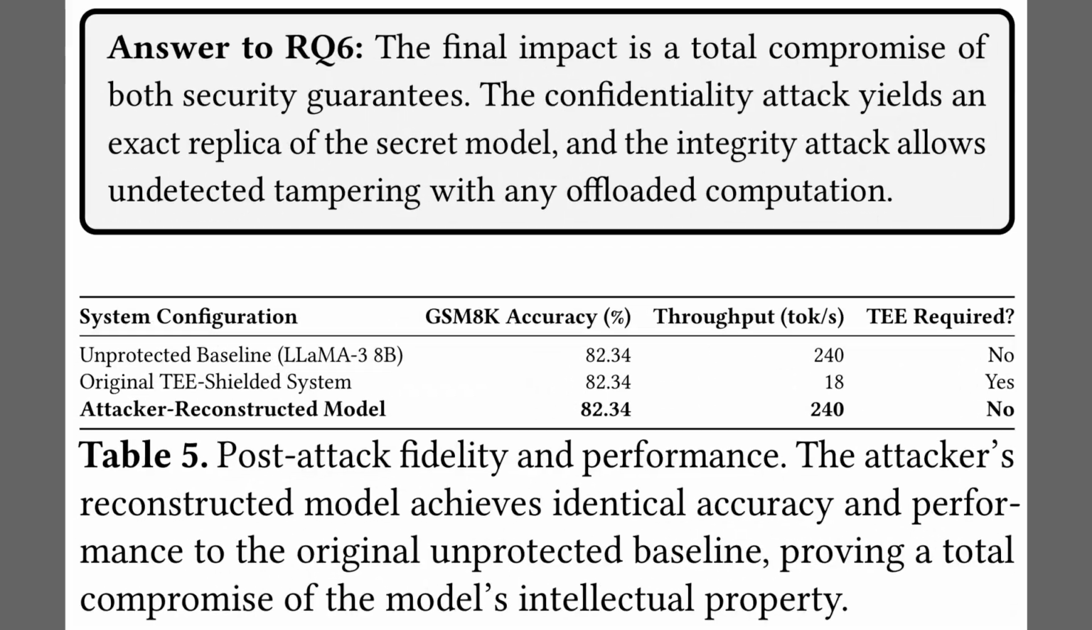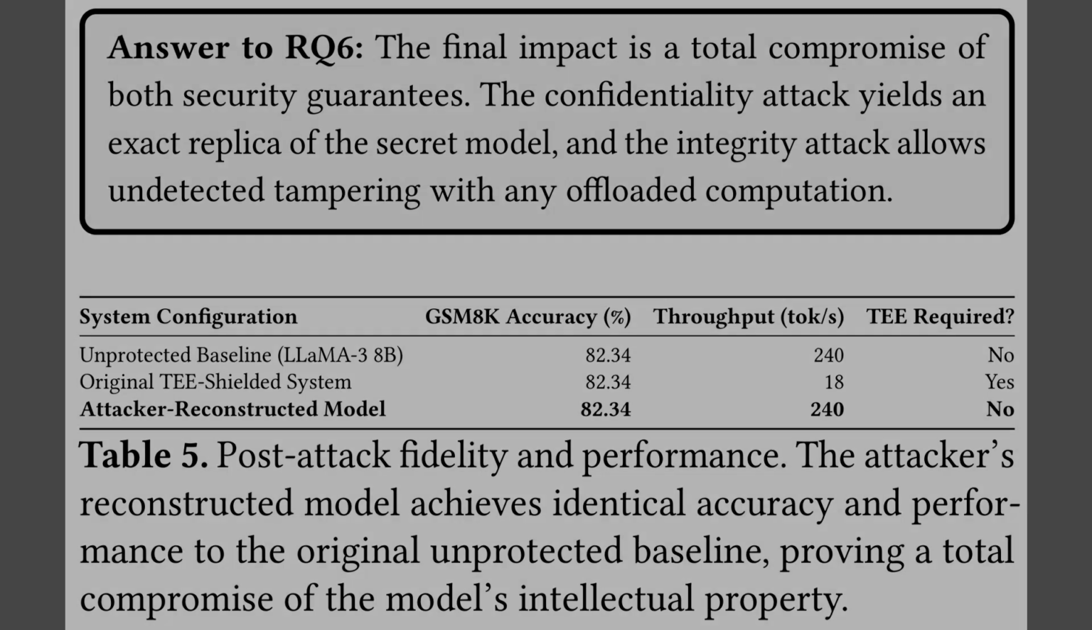Well, Table 5 confirms the final blow. The stolen model is indistinguishable from the original. Comparing the unprotected baseline in the first row with the attacker reconstructed model in the third, we see identical accuracy on the GSM 8K benchmark at about 82%. Crucially, look at the throughput column. While the secure system in the middle is throttled to 18 tokens per second, the attacker's replica restores full speed to 240. This means the stolen model is actually faster than the protected service, because it bypasses the trusted execution environment entirely.